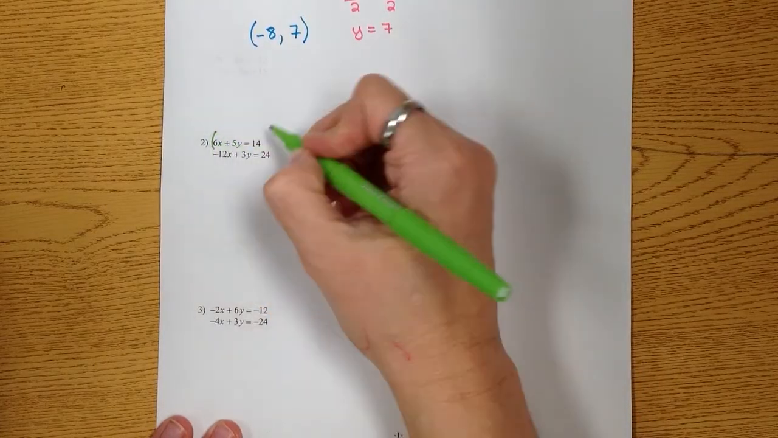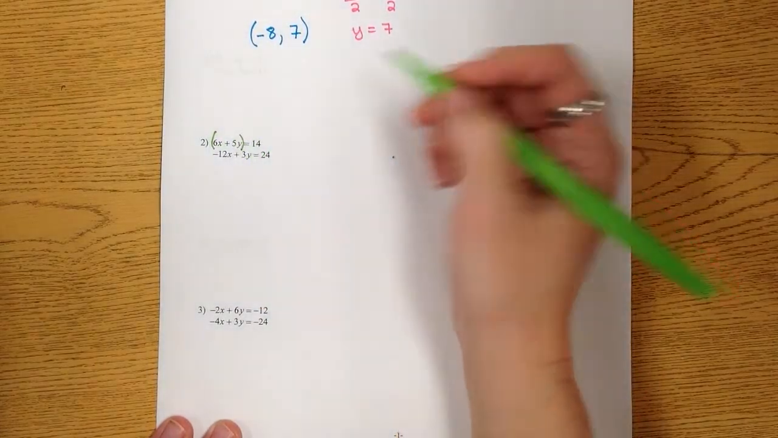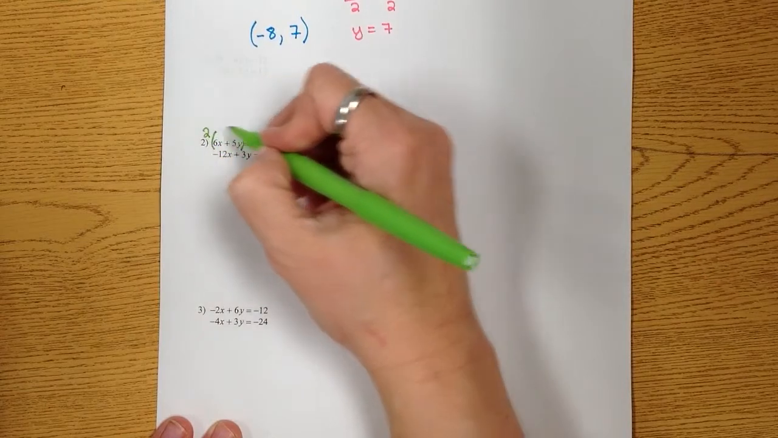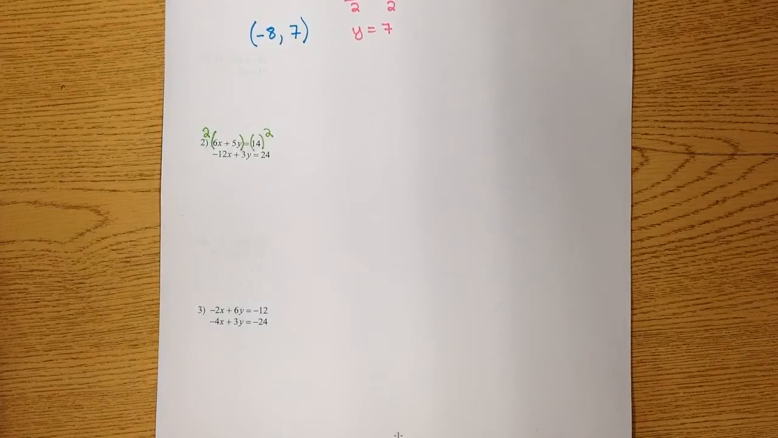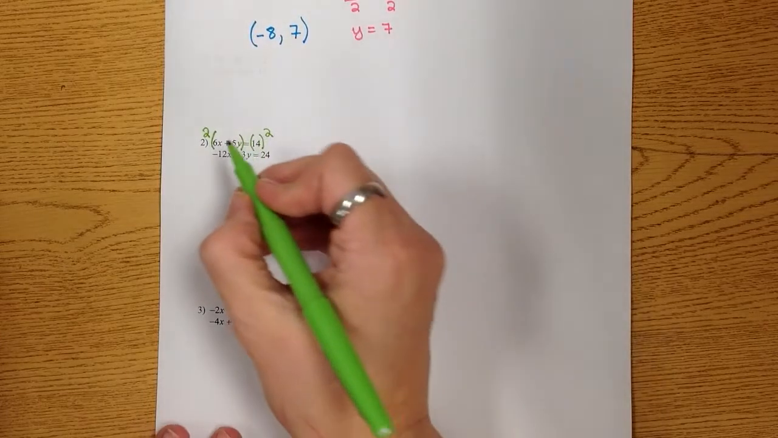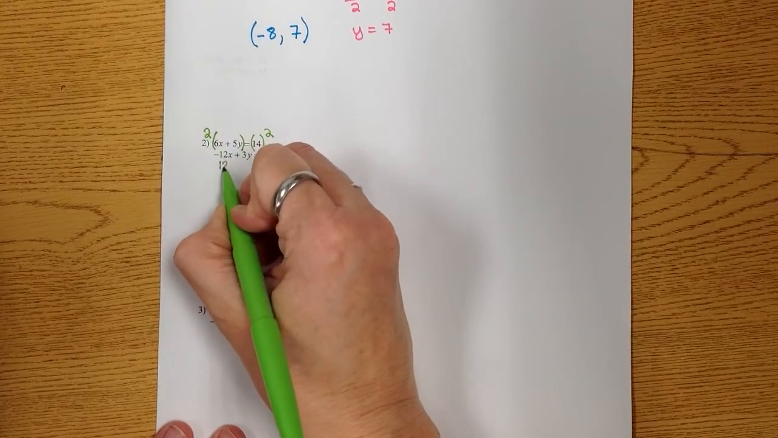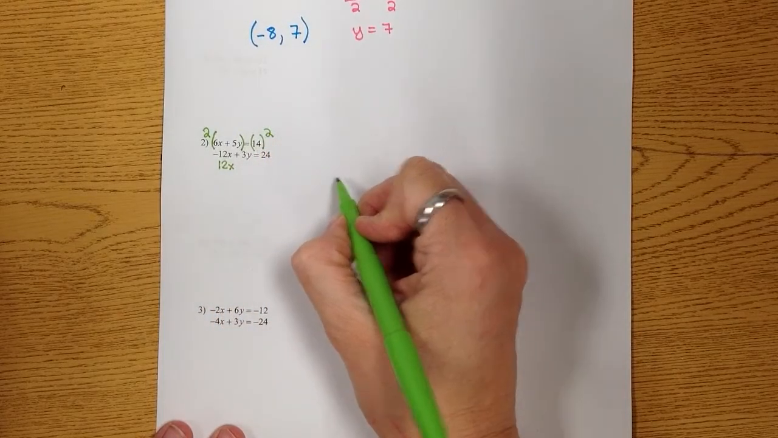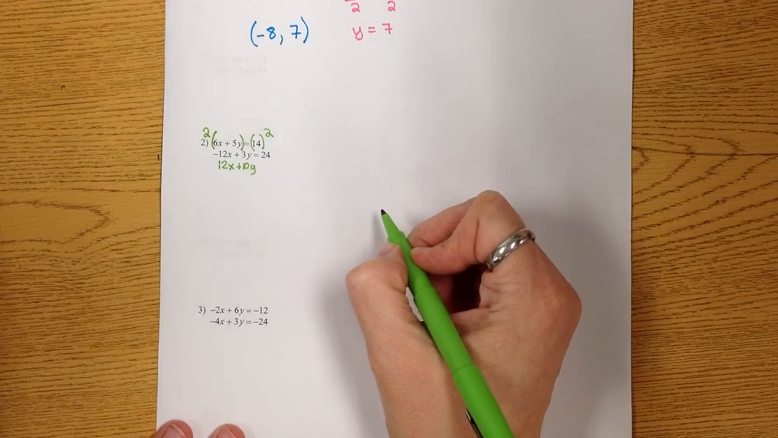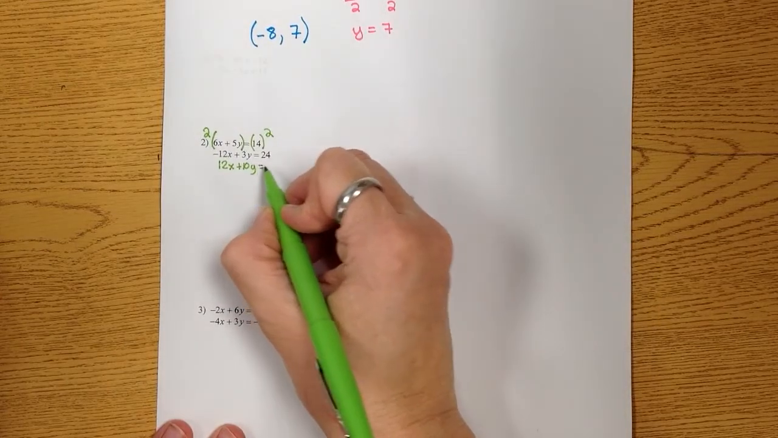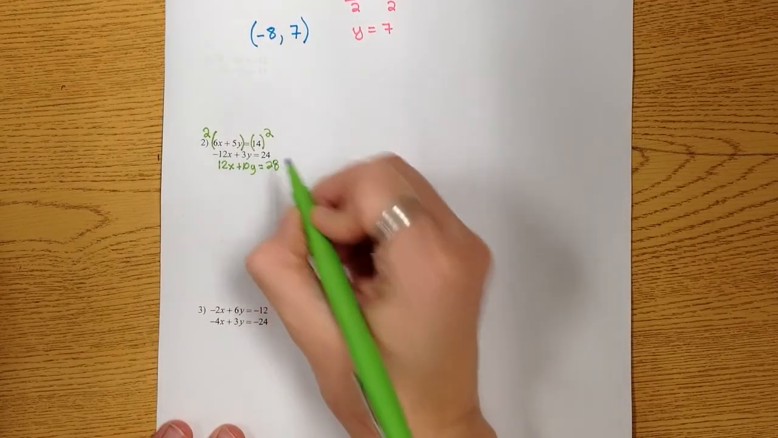I go ahead and I multiply this by 2. Now I have to make sure that I do it on both sides of the equal sign, because the multiplication property of equality says that I need to multiply on both sides of the equal sign. So then I get 12x plus 10y equals 28.